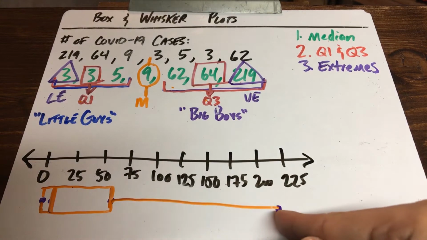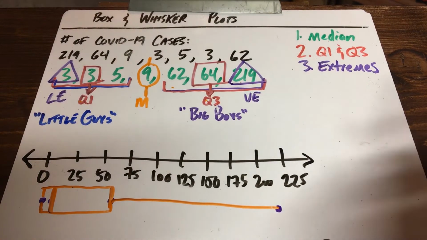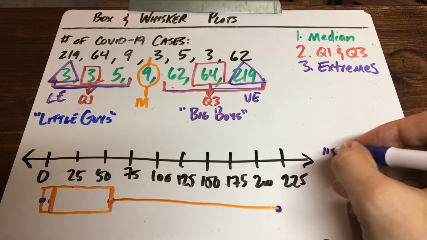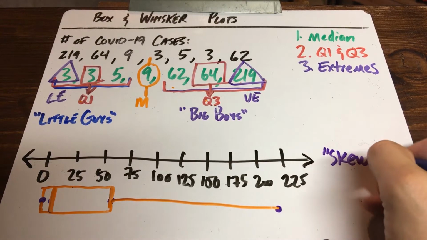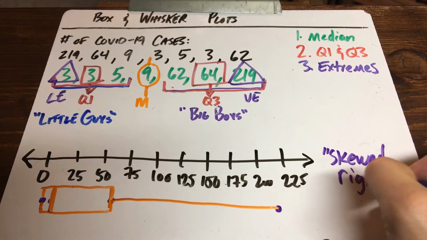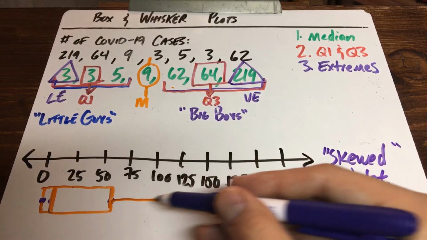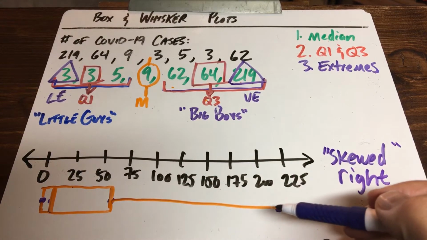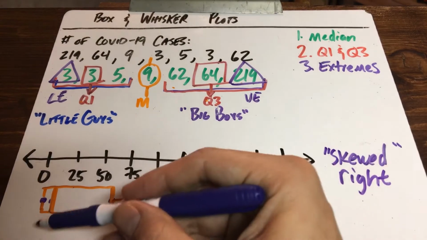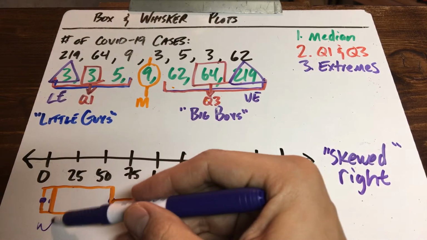This whisker is so long. This is not very symmetrical. Later on we'll learn this is called skewed right. And what does skewed right actually mean? It means the whisker on the right-hand side is way long. What that really means is most of the data is over here, right? Most of the data was actually on the left.